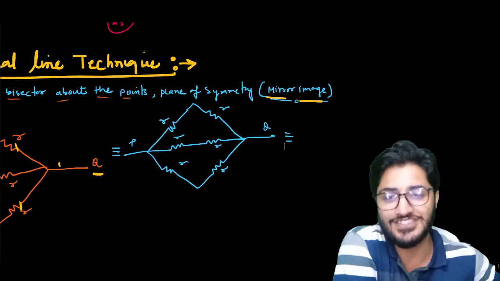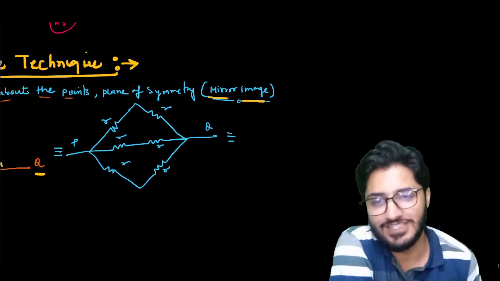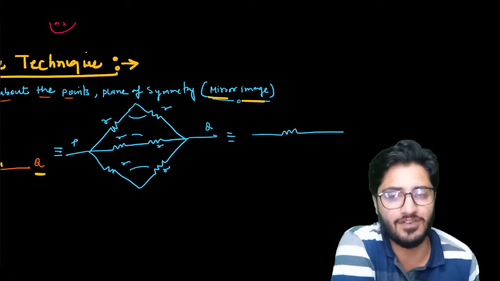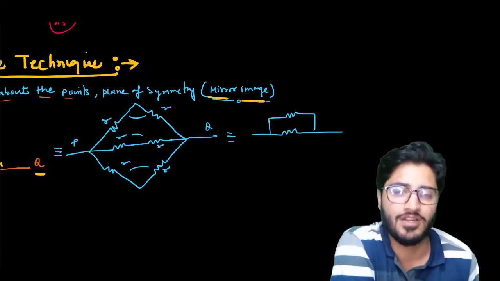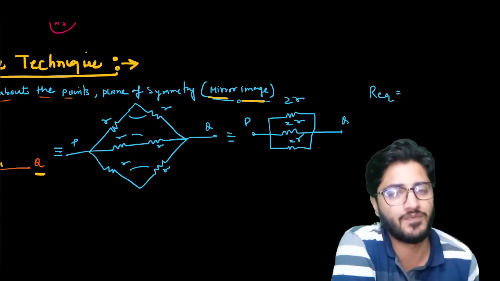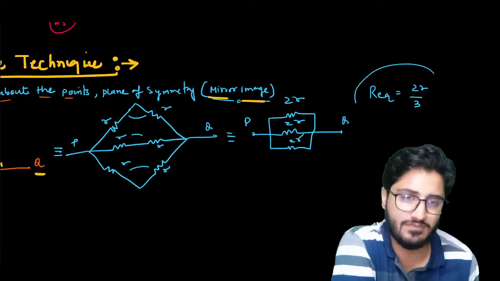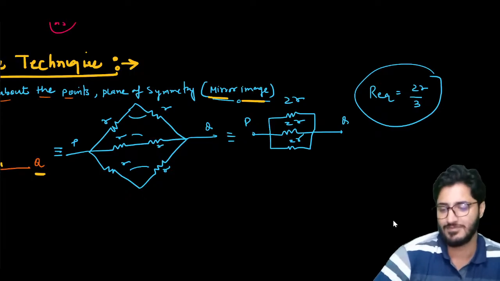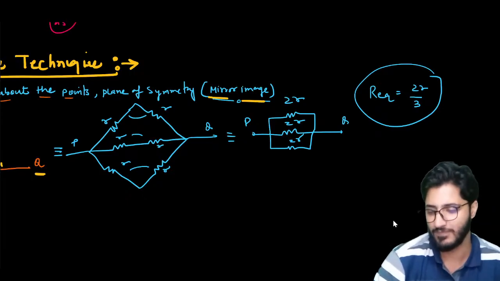Yes, it gets changed. So look now, these two are in series, these two in series, these two in series. I need to write it like this: 1, 2, 3. This is 2R, 2R, 2R, between point P and point Q. So what will be my equivalent resistance? Is it 2R by 3? Easy, or very super easy?